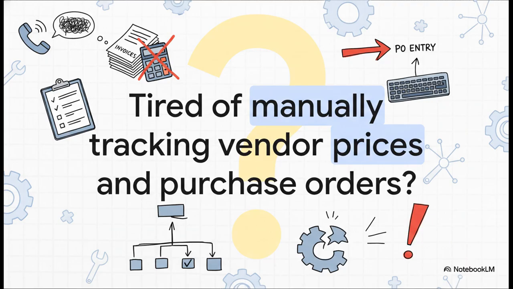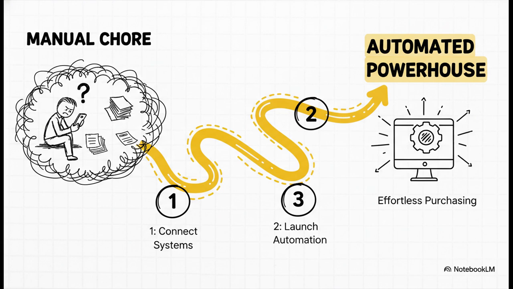So let me ask you, does this sound familiar? You're on the phone with vendors trying to check if they have parts in stock, you're digging through old invoices to double-check prices, and then you're manually typing up purchase orders. You know, it's a huge time suck, and it's just full of places where little mistakes can creep in. Well, the good news is there is a much smarter way to do this.